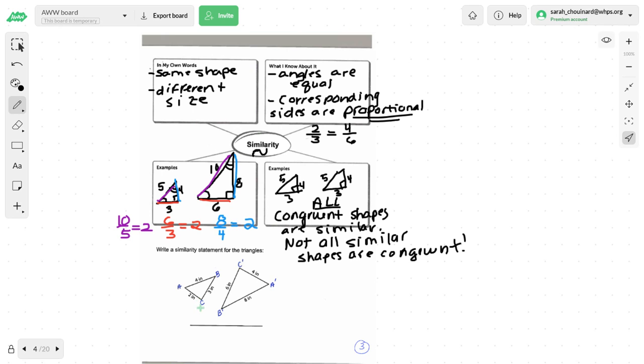So a similarity statement is just a way to say two triangles are similar. So these two triangles are similar because their sides are proportional. So we could say triangle ABC is similar to triangle A prime, B prime, C prime. And so notice how I use the squiggle symbol to mean similar, and I make sure that it's going in the same order when I name it. I wouldn't do C prime, B prime, A prime if I wrote ABC.